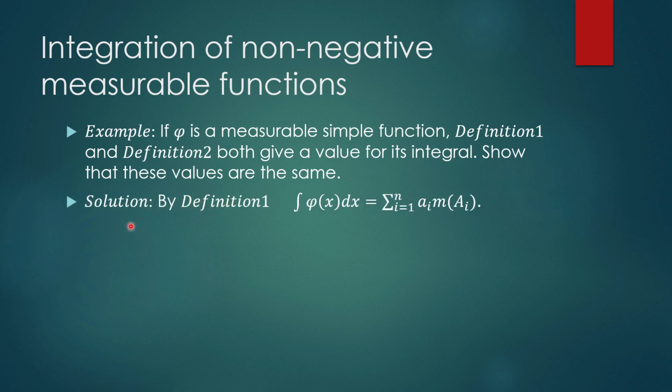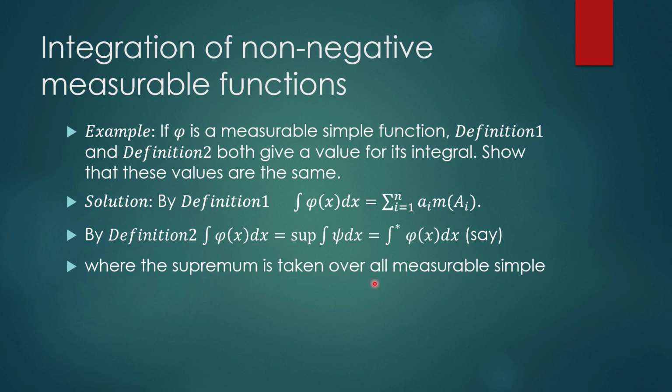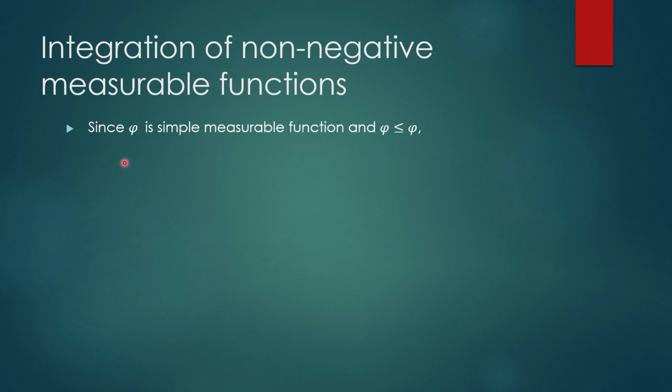All right. By solution: by definition 1, for a simple function, the integration of phi dx is equal to the sum, i running from 1 to n, of ai times the measure of Ai. By definition 2, the integration of phi dx is equal to the supremum of the integral of psi dx, and let us denote it by integral star phi dx, where the supremum is taken over all measurable simple functions psi less than or equal to phi. Since phi is a simple measurable function such that phi is less than or equal to phi, this statement is true. Therefore, we have the integral of phi dx less than or equal to the integral star of phi dx. Let it be inequality number 1.